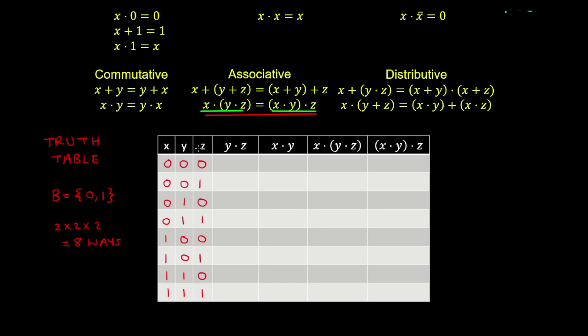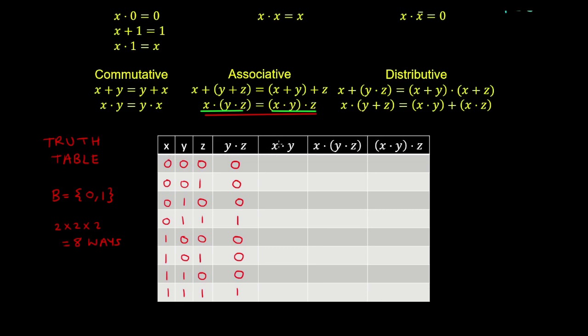So y and z is 0 and 0, which gives 0. 0 and 1 is 0. 1 and 0 is 0. 1 and 1 is 1. 0 and 0 is 0. 0 and 1 is 0. 1 and 0 is 0. And 1 and 1 is 1. And I encourage you to pause the video and do the remaining columns.